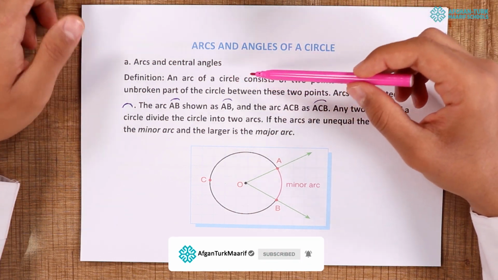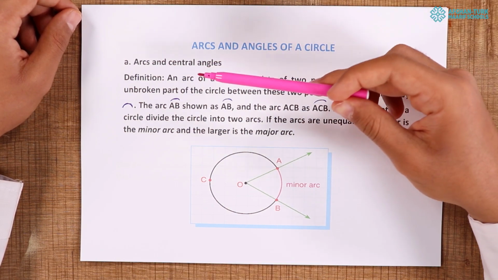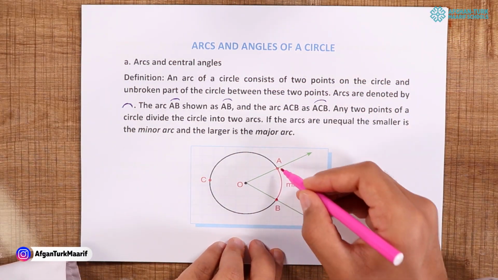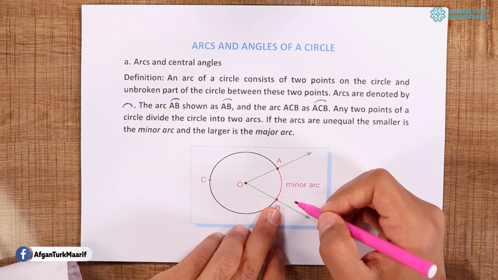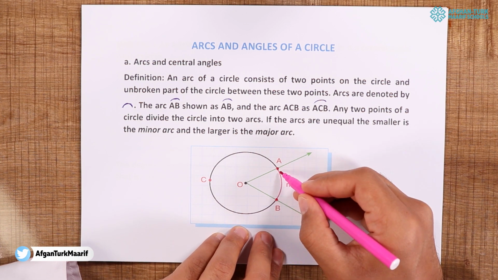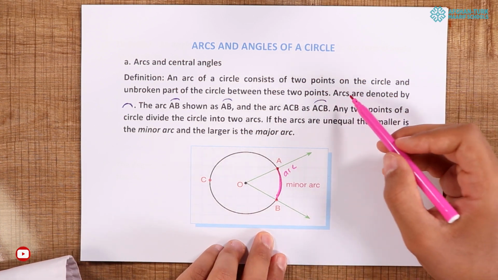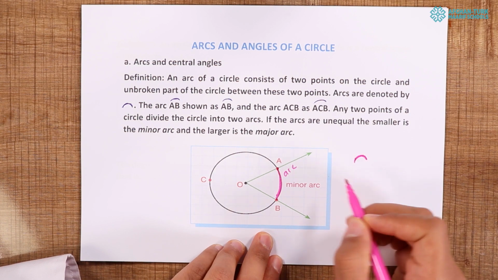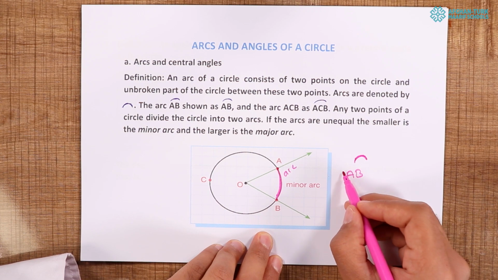An arc of a circle consists of 2 points on the circle and the unbroken part of the circle between these 2 points. As you see, this is called an arc. Arcs are denoted by this shape. Arc AB is shown by this.